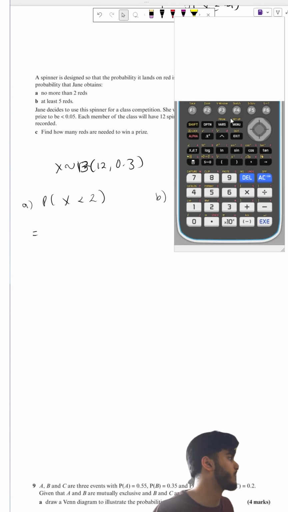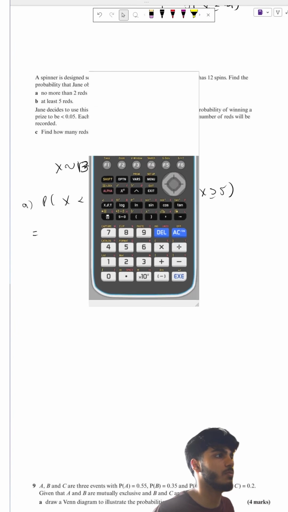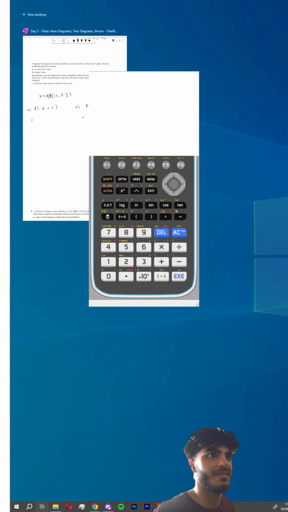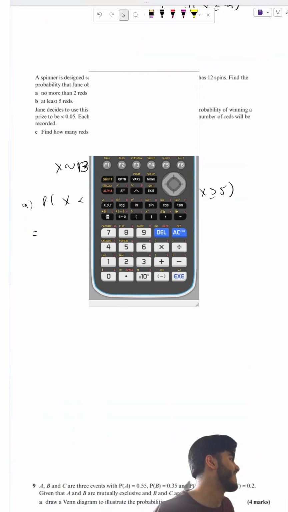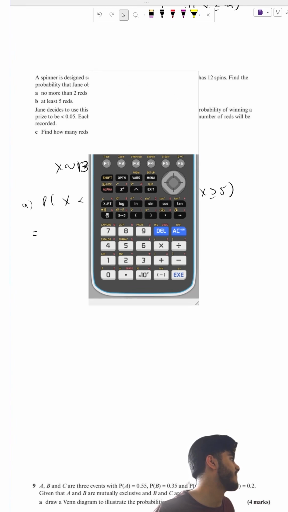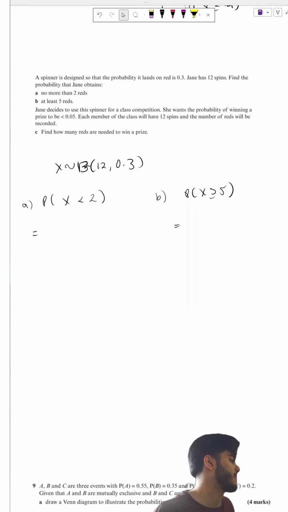So we get, where's the top half gone? Where's the top half of the calculator gone? Let me find it. It's actually disappeared. Let me restart this. Calc screen normal. Yo, disappeared? Okay, I'm gonna have to restart that.